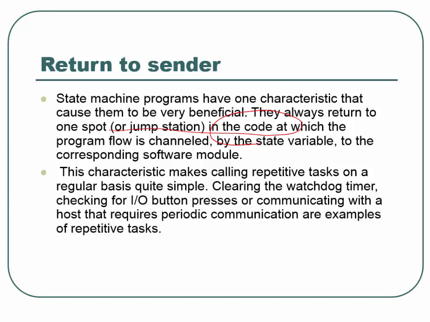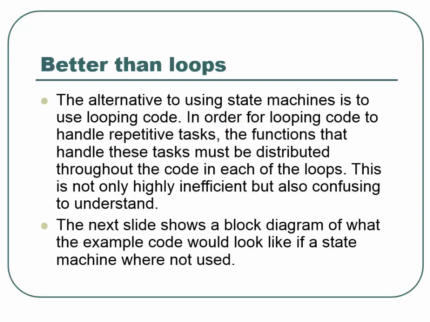Calling repetitive tasks is simple. You clear the watchdog timer, you check the buttons, communicate with the host. You just do this in a continuous loop. Better than that is to use looping code. Again, I typically put a finite state machine within a loop, and every time I pass through the loop, I just check everything.